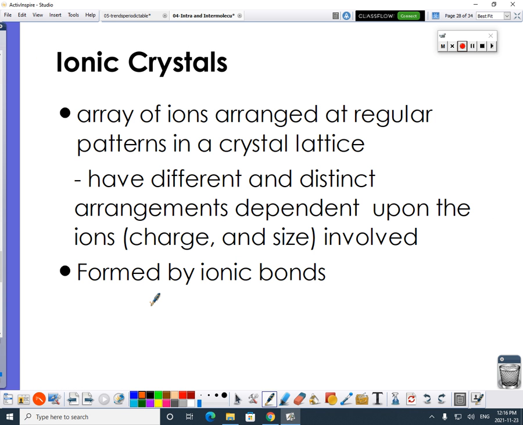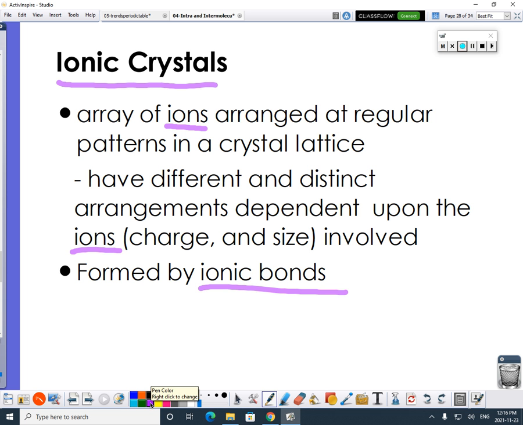Okay, so ionic solids or crystals, easy peasy. Ionic crystals have ions, and they're formed by ionic bonds. Wonderful, okay? And it's a very regular pattern. We talked about how boring ionic bonds are before. You get plus, minus, plus, minus, plus, minus, plus, minus.